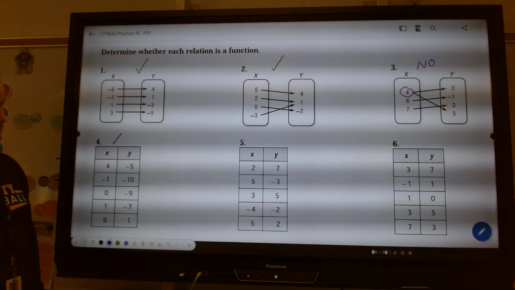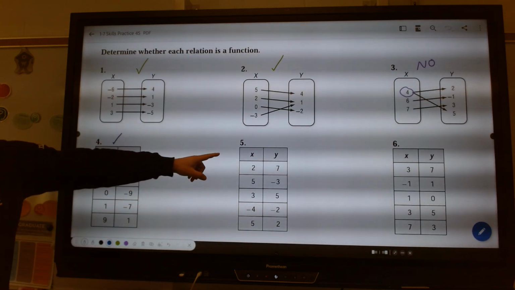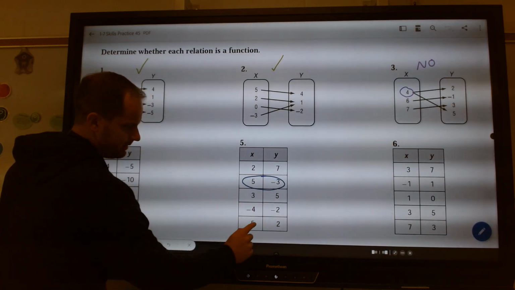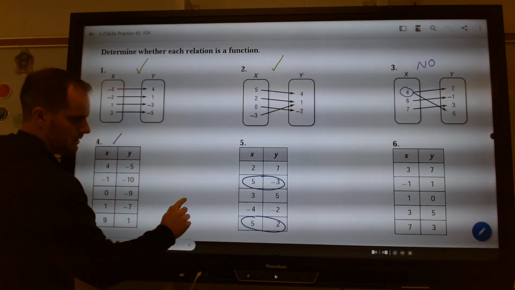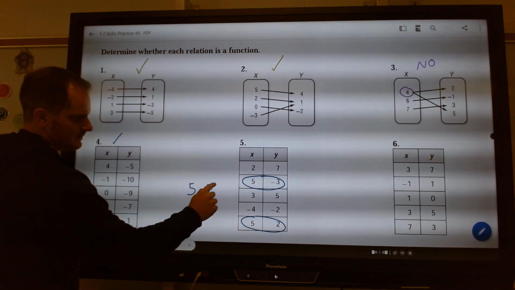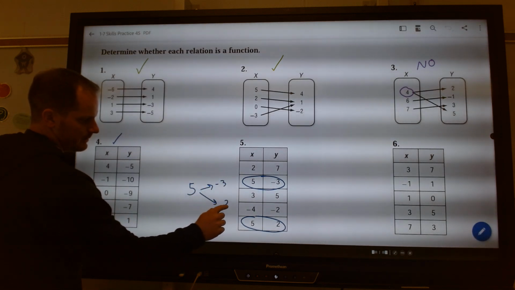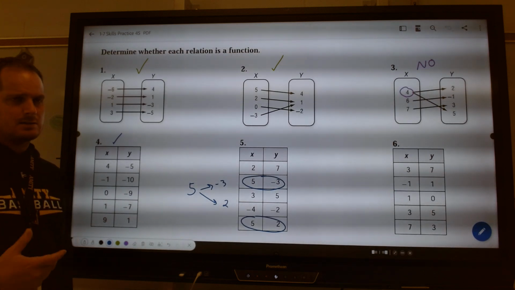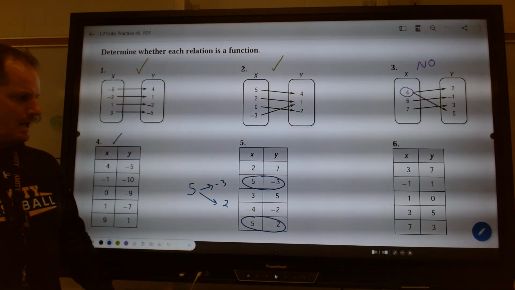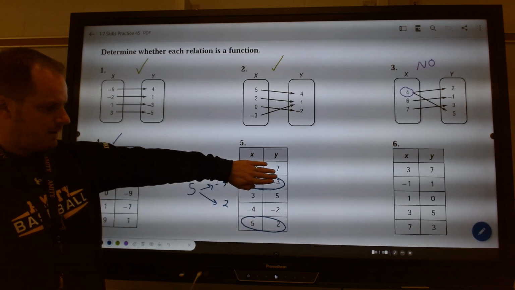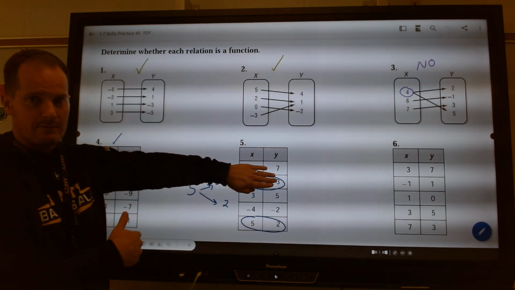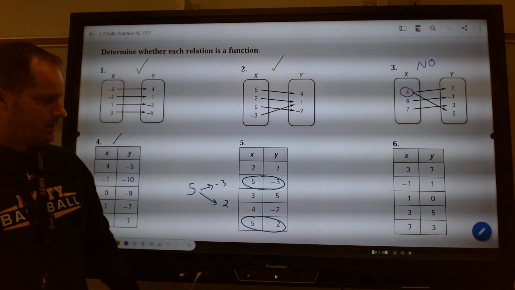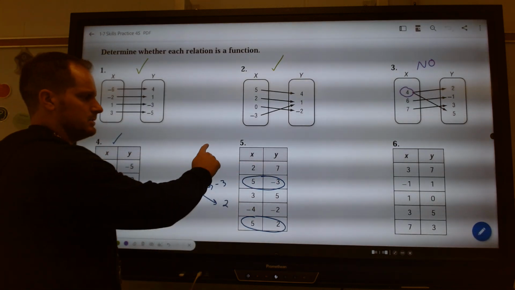With number 5, in your x column, you'll see that there is a 5 here. 5 is mapped with -3 and 5 is mapped with 2, which means that 5 is being mapped to both of those values. Your input of 5 cannot have multiple outputs. Now some kids will say, well, Mr. Simone, what happens if 5 is mapped to 2 and then later on 5 is also mapped to 2? That is, yes, considered a functional relationship. What you have here is not a function, so this is no.